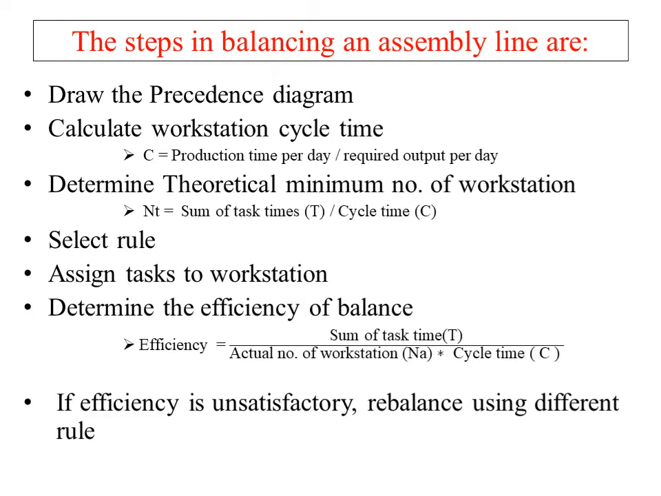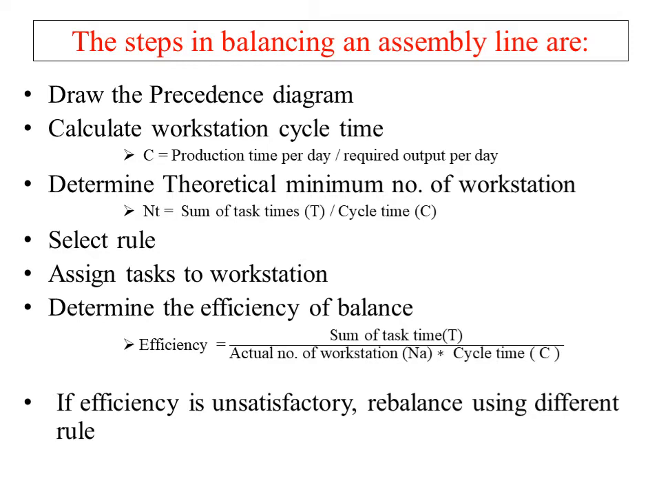The steps in balancing an assembly line are: initially, with the given data, you have to draw the precedence diagram. Then calculate the workstation cycle time, C, which is equal to production time per day upon required output per day. Then the third is to determine the theoretical minimum number of workstations, NT, which is equal to the sum of task times T upon cycle time C. Then you have to select the rule. There are three distinct rules on which the assembly line can be balanced.